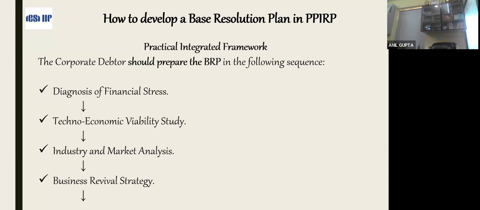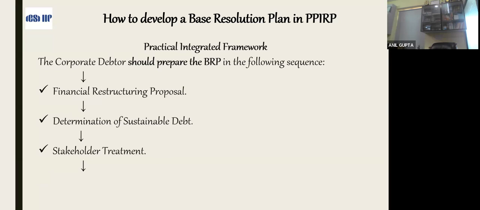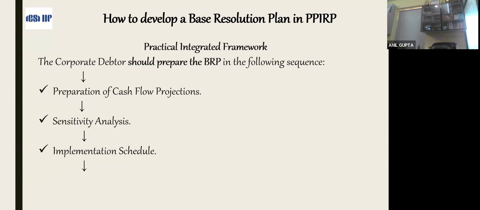The steps: the corporate debtor should prepare the base resolution plan following these. First, diagnose the financial stress of the company. Techno-economic viability study, you get it from the consultant. Industry and market analysis, in that particular TEV report, this information is available. Business revival strategy, prepare that one. And the financial restructuring proposal you have to do. Determine the sustainable debt and the stakeholders' treatment, how you are going to pay all the stakeholders.